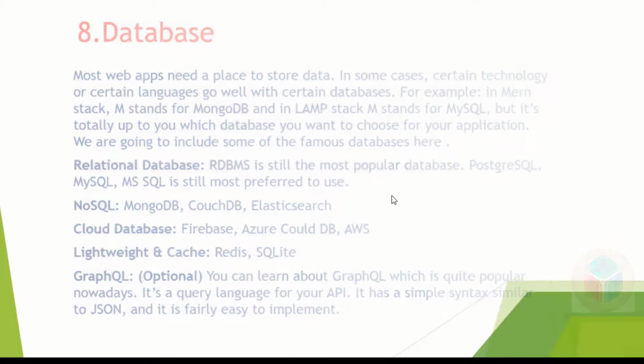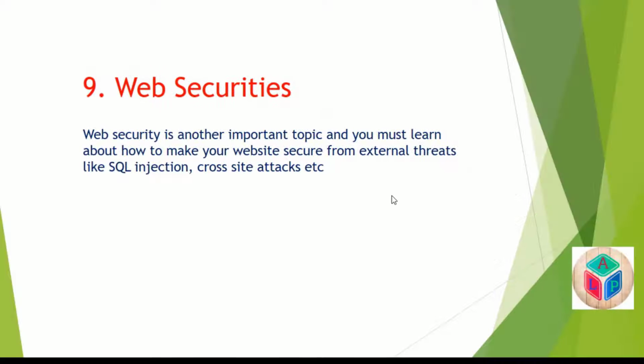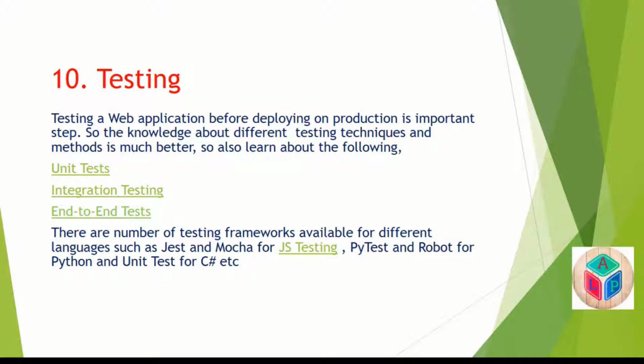Number 9. Web security. Web security is another important topic and you must learn how to make your website secure from external threats like SQL injection, cross-site attacks, etc. Number 10. Testing. Testing a web application before deploying to production is an important step, so knowledge about different testing techniques and methods is much better. So learn about the following: unit tests, integration testing, end-to-end tests. There are a number of testing frameworks available for different languages such as Jest and Mocha for JS testing, PyTest and Robot for Python, and unit tests for C#, etc.